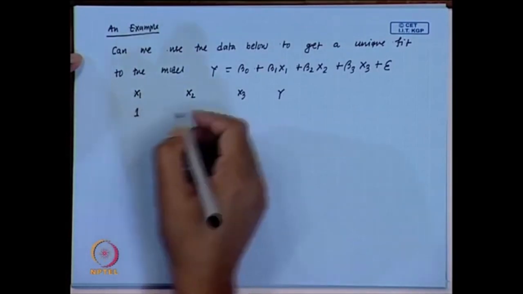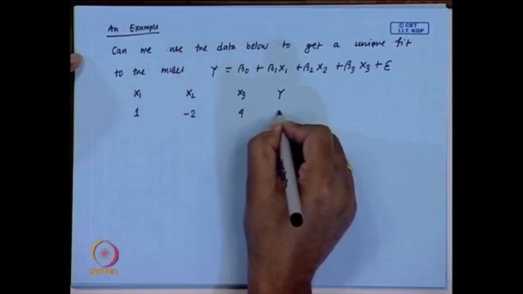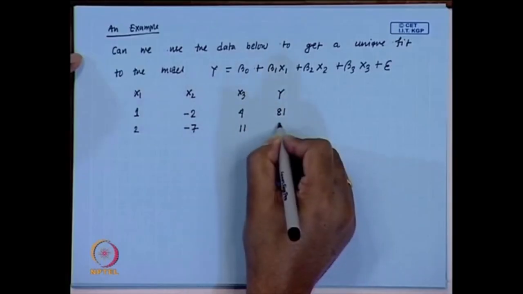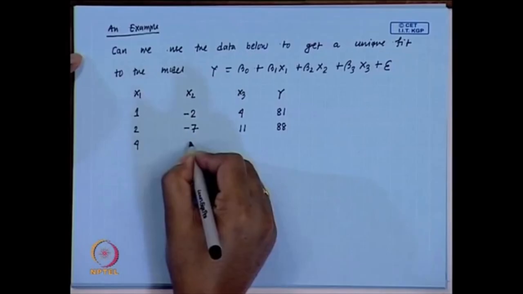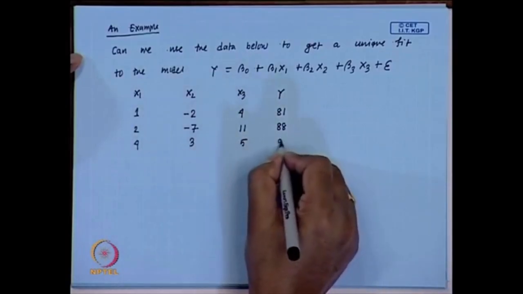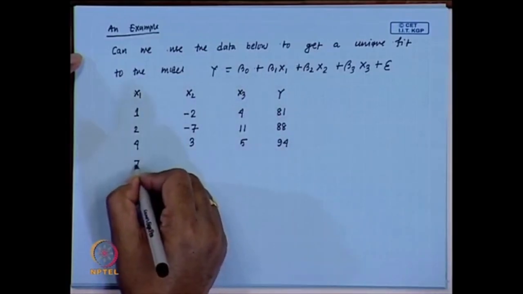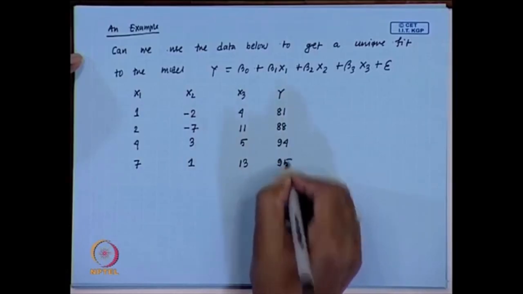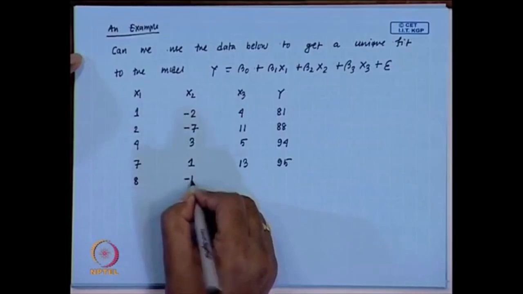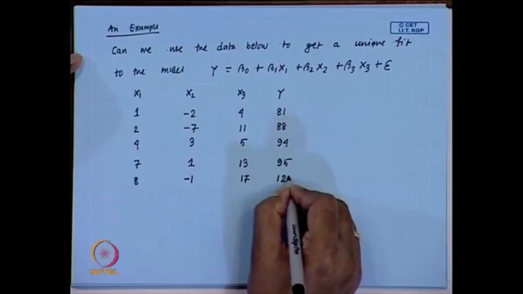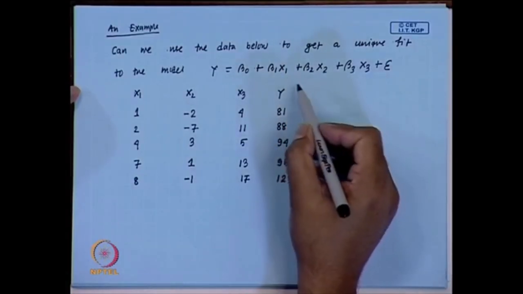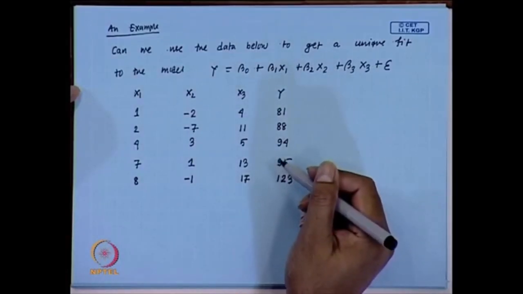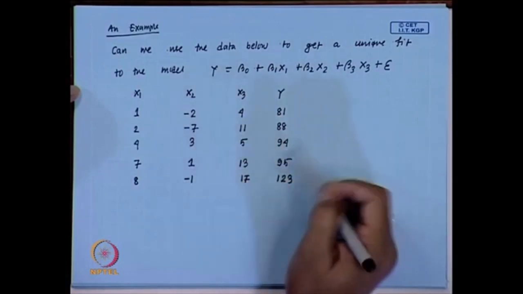So, 1, minus 2, 4, 81; 2, minus 7, 11, 88; 4, 3, 5, 94; 7, 1, 13, 95; 8, minus 1, 17, 123. So, here in this example we have three regressor variables x 1, x 2, x 3 and one response variable, and here is the data. Now, the question is whether we can use this data to get a unique fit to this model.